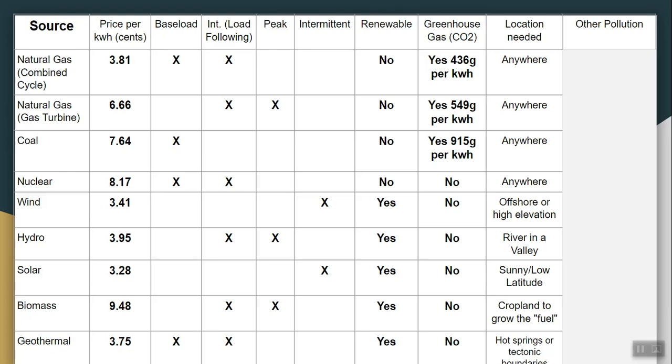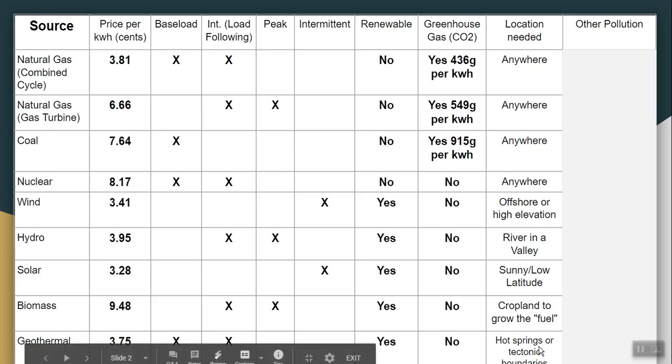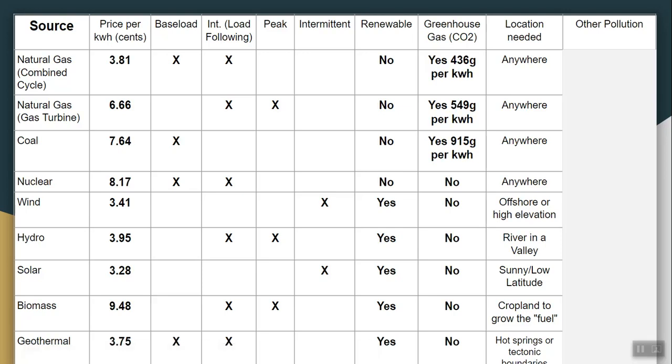Okay, for biomass, you need cropland to grow the fuel. So that could be soybeans for biodiesel. It could be corn for ethanol. But you need that land. And lastly, geothermal. So for geothermal, you either need to be near hot springs or near tectonic boundaries.